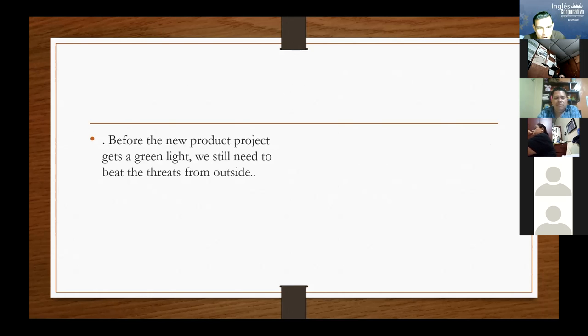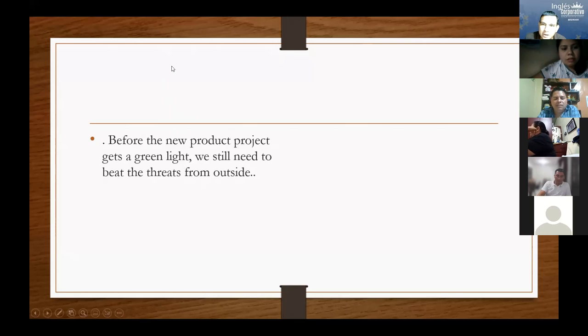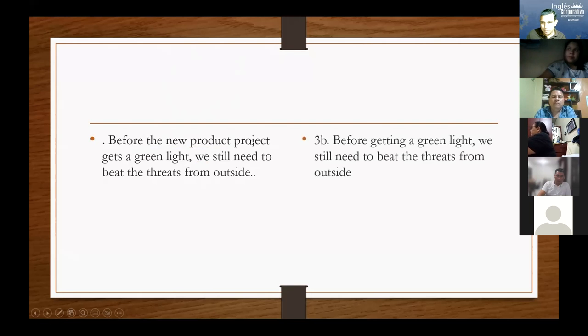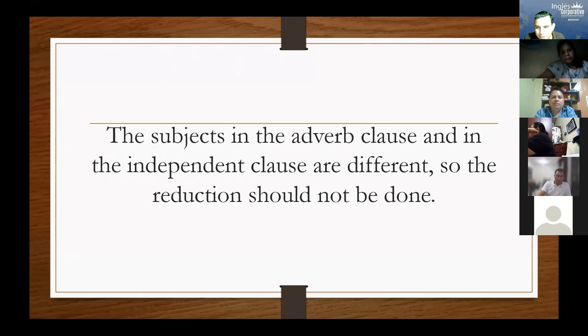Excellent. Before the new project gets the green light, we still need to beat the threats from outside. Can we reduce the clause? No, right? Because first we are talking about the new project, that is the subject, and the second subject is we. The subjects in the adverb clause and the independent clause are different, so the reduction should not be done. We can't. All right, let's continue.